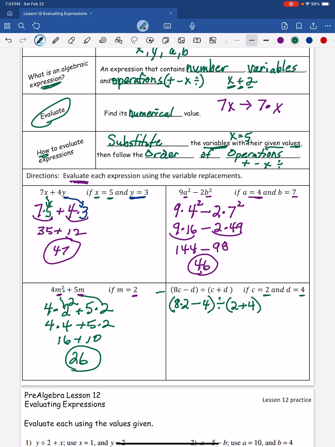Remember this is called an expression. And what I've done is I've substituted in these values for these variables. Now we follow just the order of operations as we did in lesson 11. So 16 minus 4 in the first set, and we're going to have 6 in the second set. 16 minus 4 is 12. Divided by 6 gives me a value of 2.